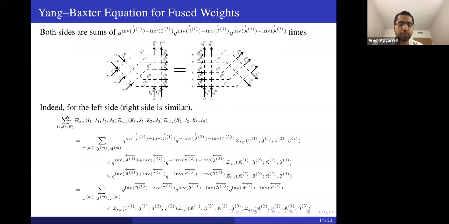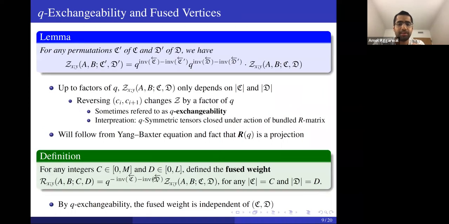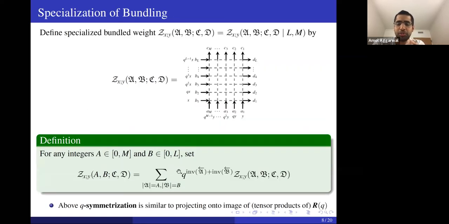Let me start with the left side of the Yang-Baxter equation. So I have R, I'm summing over I2, J2, and K2 of this guy over here, I1, J1, I2, J2, and I keep going for the rest of them. Now what I'm going to do is plug in my definition for R. If I go back, it's back here. It's Q to some power times the Z, and the Z in turn was Q to some power times the sum of Q to some power times a bunch of bundled weights.